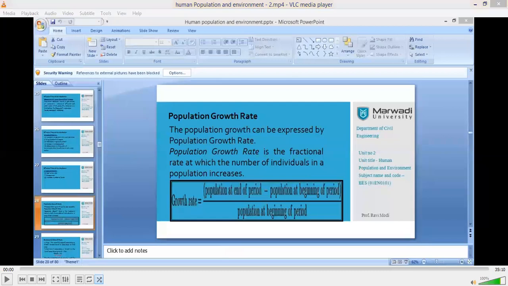There are a few students who are asking for the marks of the test. The marks of the test you will be getting on your email, by today or by tomorrow. So you can look into that.